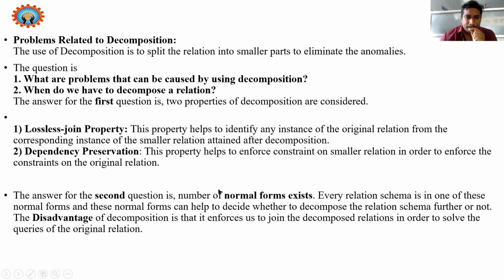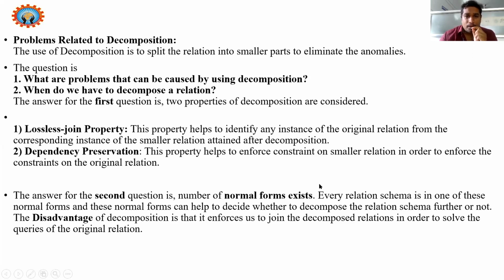Going back to the lossless join property, this property helps to identify any instance of the original relation. Instance is nothing but a snapshot. It identifies the instance of the original relation from the corresponding instance of the smaller relations attained after decomposition.